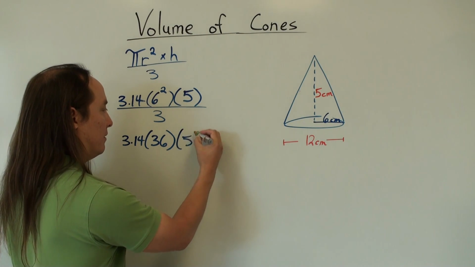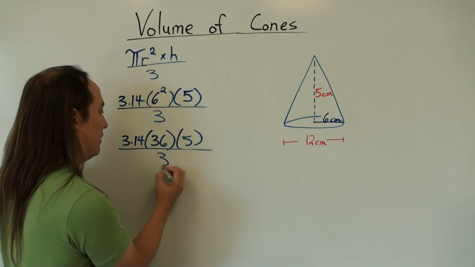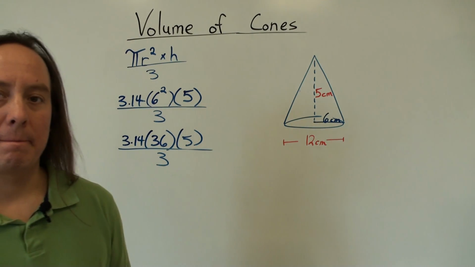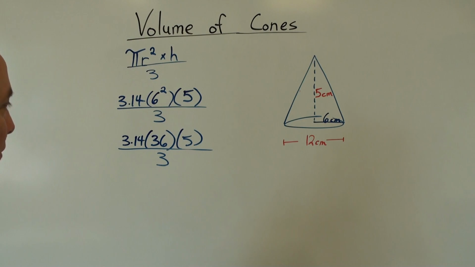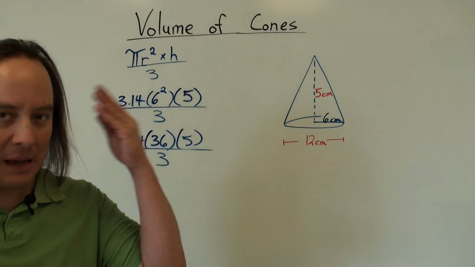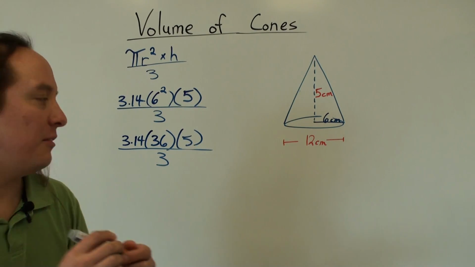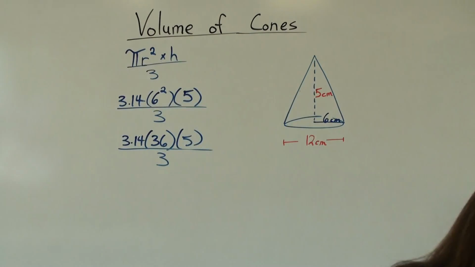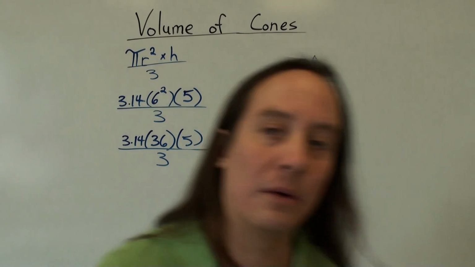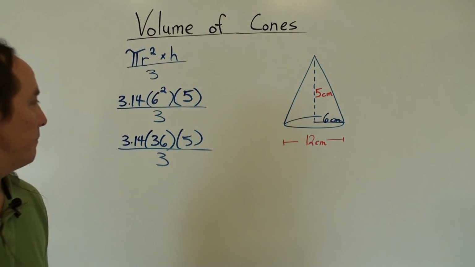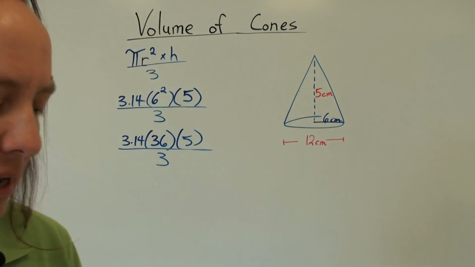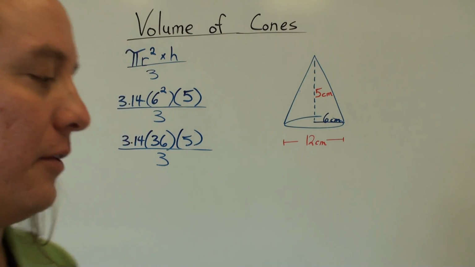And times 5 divided by 3. Okay. Honestly, I don't know what 36 times 5 is off the top of my head. If I did, I might simplify that one more step just in my head. I think at this point we're just going to have to go into the calculator, okay? And we're just going to make an approximation. I haven't done this problem yet, so we'll just do it together.